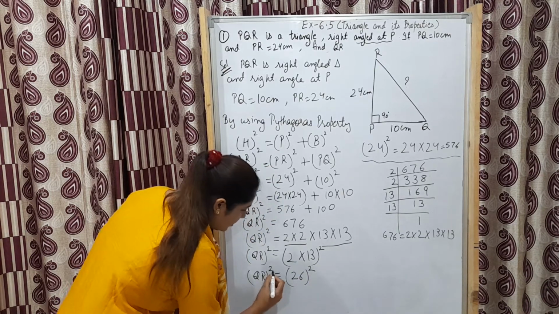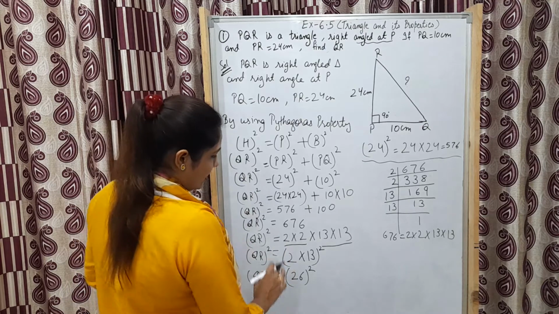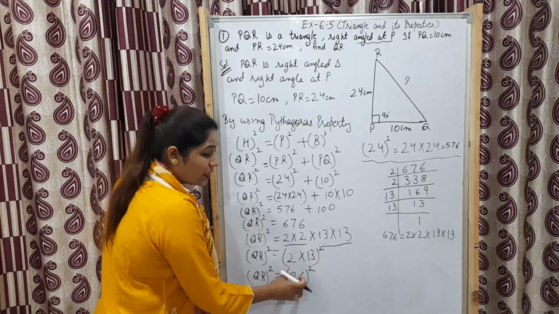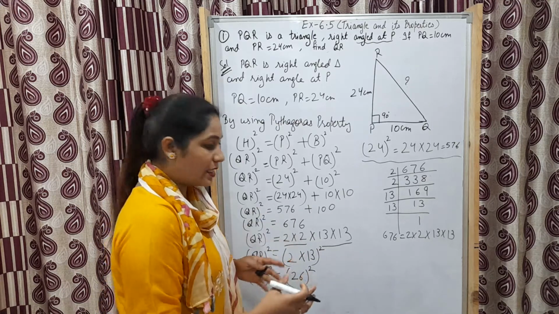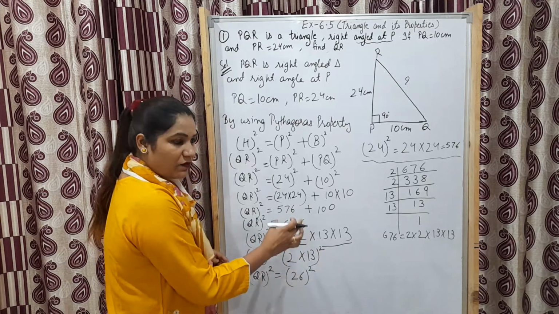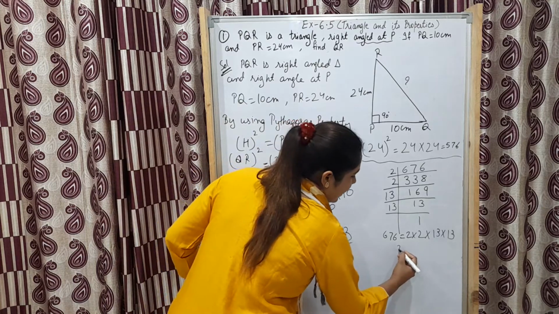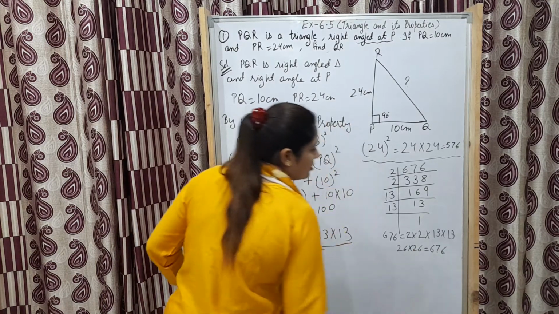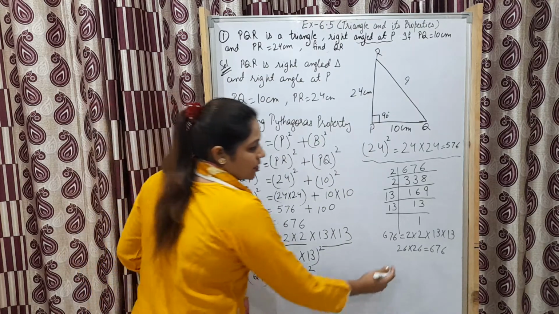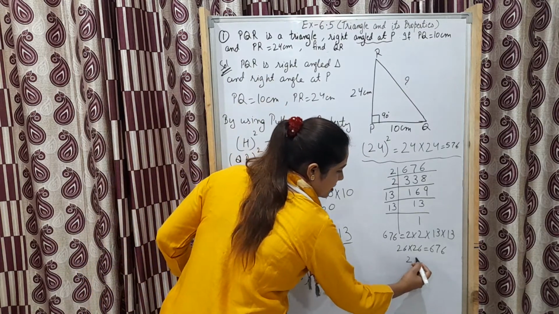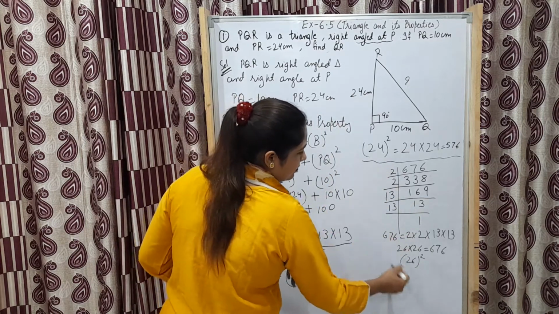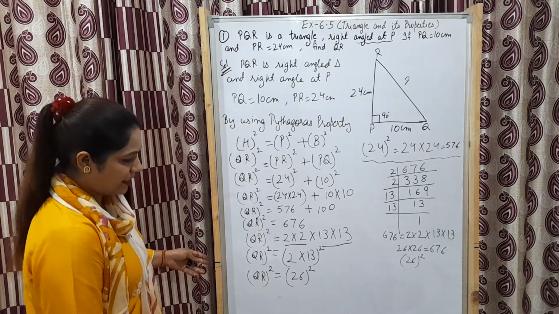QR raised to power 2. Now students, if you see here 676, it means 26 into 26 is 676. When you multiply 26 into 26, you will get 676. 26 into 26 means 26 raised to power 2. This one is just for understanding.